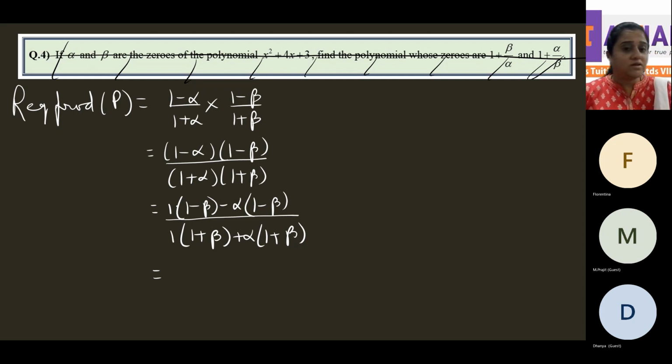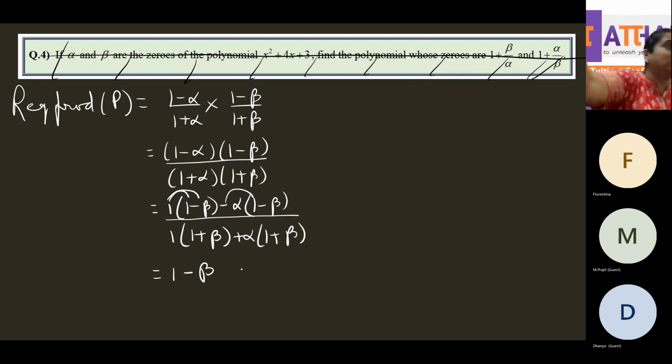Yeah, fast. What is 1 into 1? 1. Then what is 1 into minus beta? Plus 1 into minus beta is minus beta. Then what is minus alpha into 1? No, is the board not clear? Minus alpha.